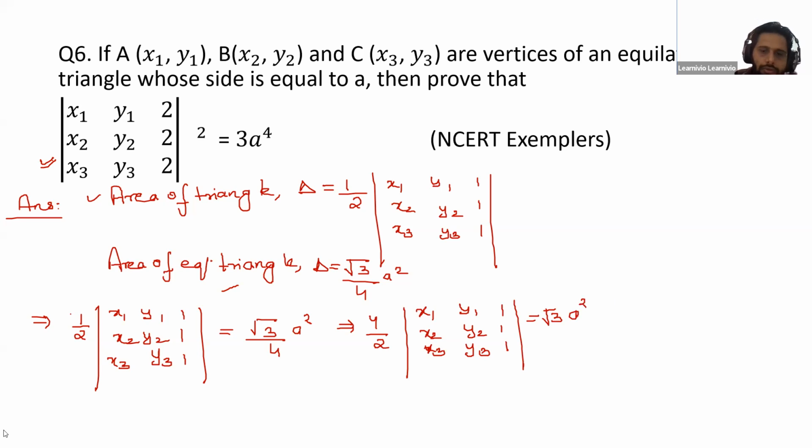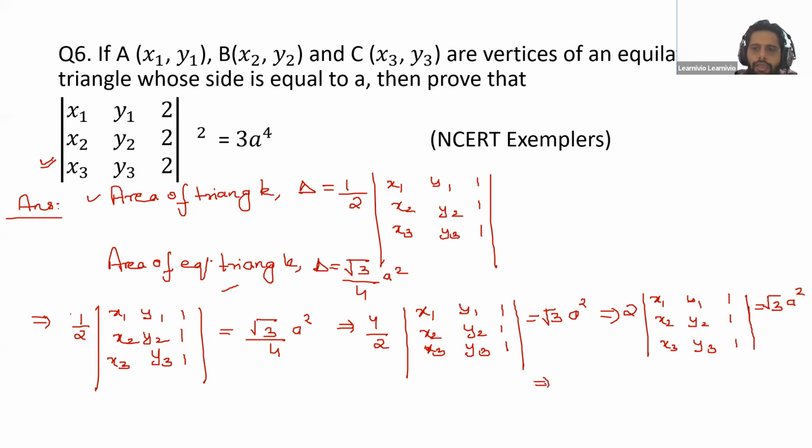Now divide this 4 by 2, so you will get 2 times the determinant of x1, y1, 1; x2, y2, 1; x3, y3, 1, and this is equal to root 3 a square. Now, anyone can tell me, if we multiply this 2 with the determinant, what value will we get? Atif, can you tell me?